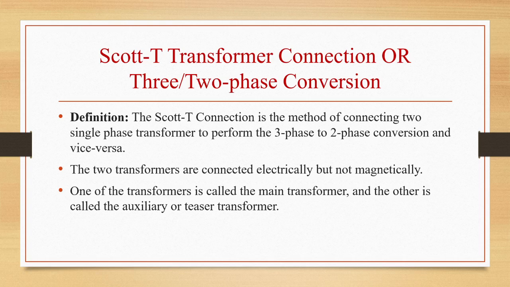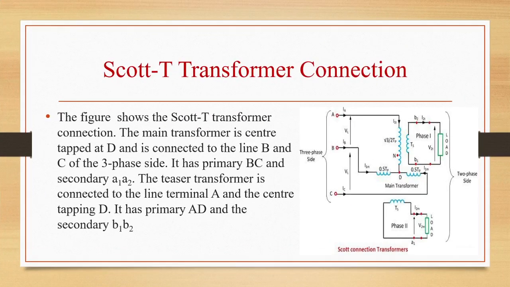One of the transformers is called the main transformer and the other transformer is called the auxiliary or teaser transformer. So this is the Scott connection of transformers. On the right hand side you can see this is the diagram. Very important question, this will be asked in long questions, LAQ. So you have to draw this diagram also. This figure is showing the Scott transformer connection.